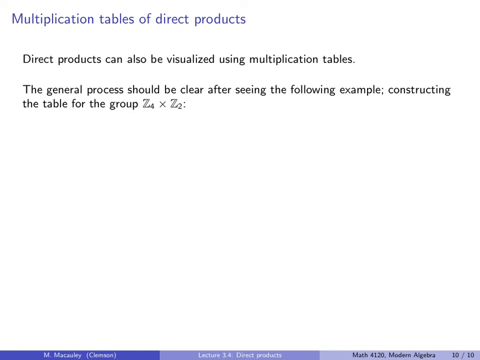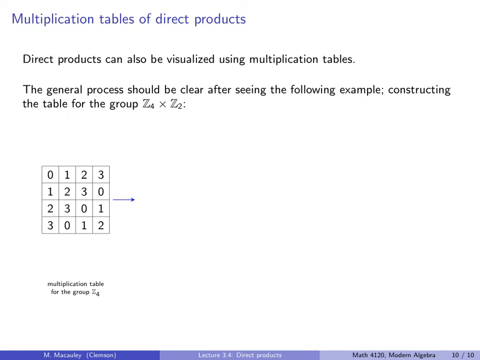Finally, I want to finish this lecture by saying a word about multiplication tables of direct products. There's also a nice little visual that goes along with this, but it is also optional. And as before, I will do an example with a simple set of groups, and it should be clear how to generalize this. So we will do Z4 cross Z2. So we start with the multiplication table for the group Z4, and that's right here. I know it's really an addition table because our operation is addition, but we call these things multiplication tables for any group.